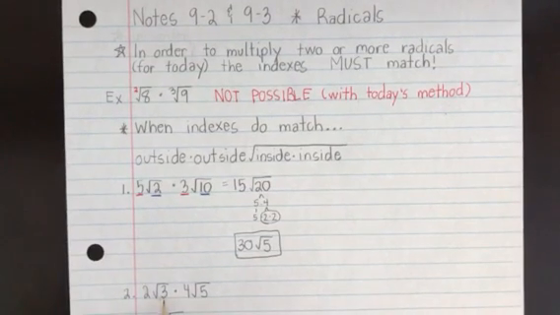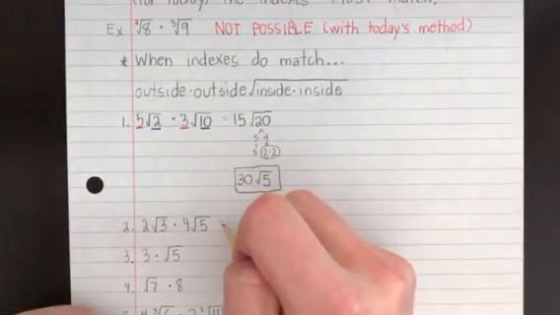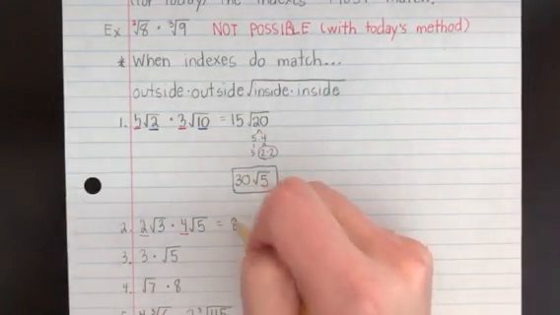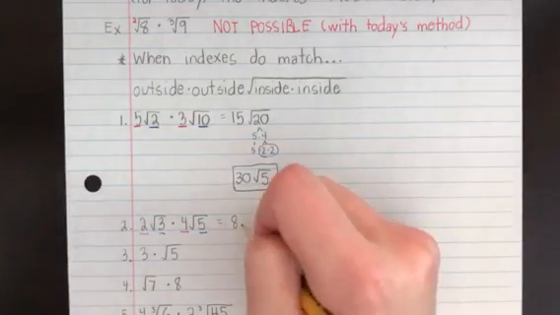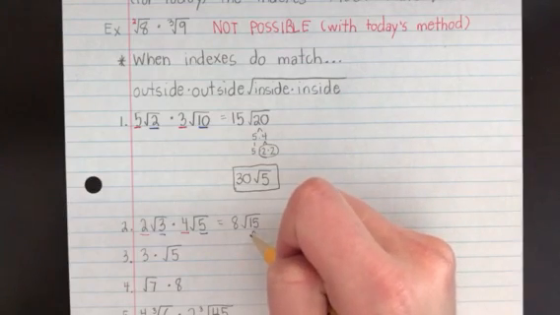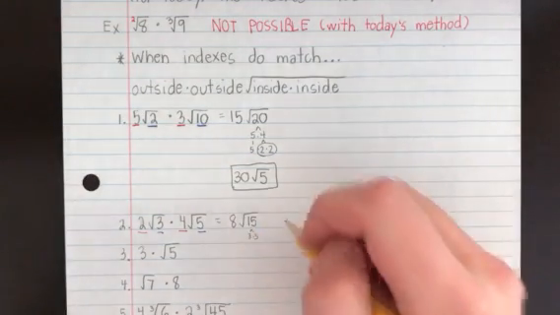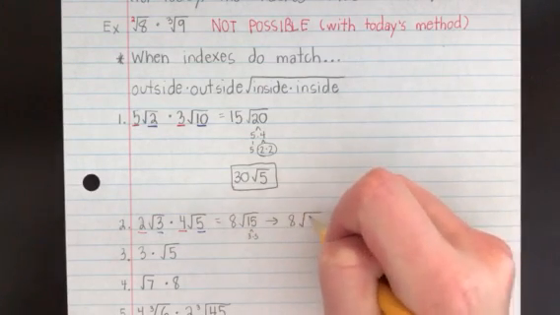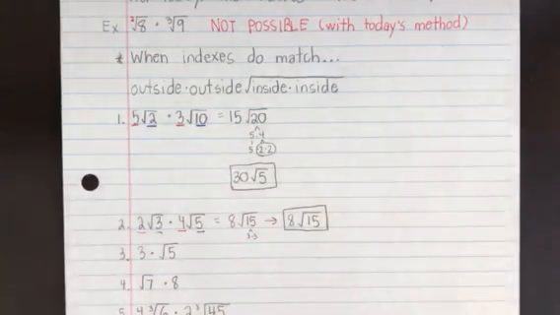2 square root of 3 times 4 square root of 5. Again, outside times outside, 2 times 4 gives you 8, and then inside times inside, 3 times 5 gives you square root of 15. We know that 15 is 3 and 5. Both of those are prime, they don't go further, and we can't circle any pairs. So our final answer is 8 square root of 15. I'm just going to write it again nicer. Nothing can be done with that, can't break it up.